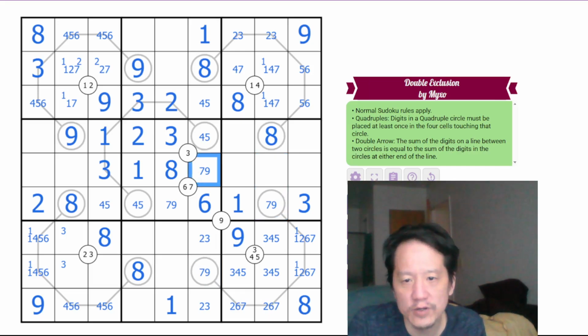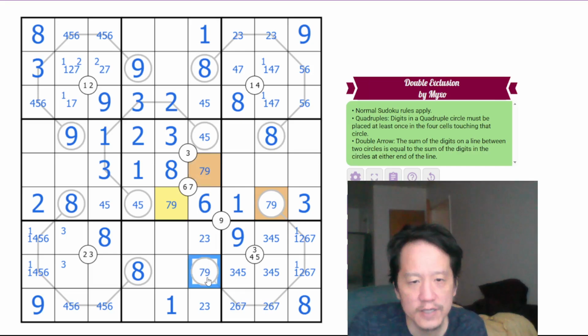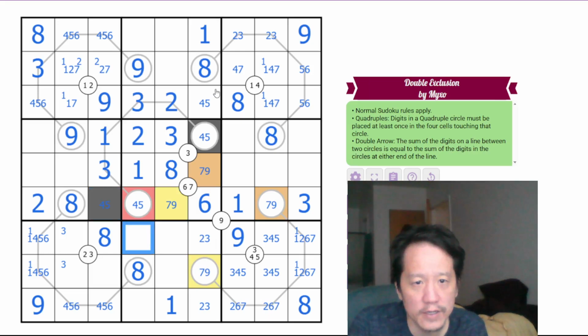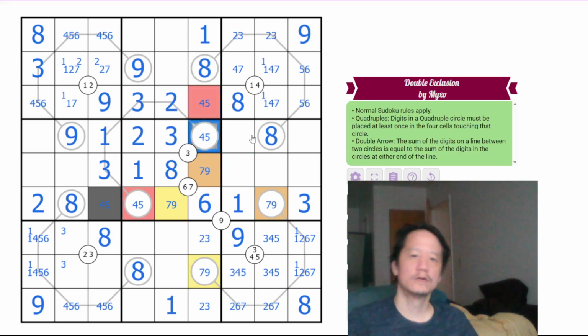Okay, let's mark these colors. This is orange. We're going to make this yellow. Since this is the other 7 and 9, this cannot be the yellow one. It must be the orange one. And this can't be the orange one here, so this must be the yellow one. What about these? We're going to mark it dark and red. This must be the dark one, and this must be the red one. Okay.